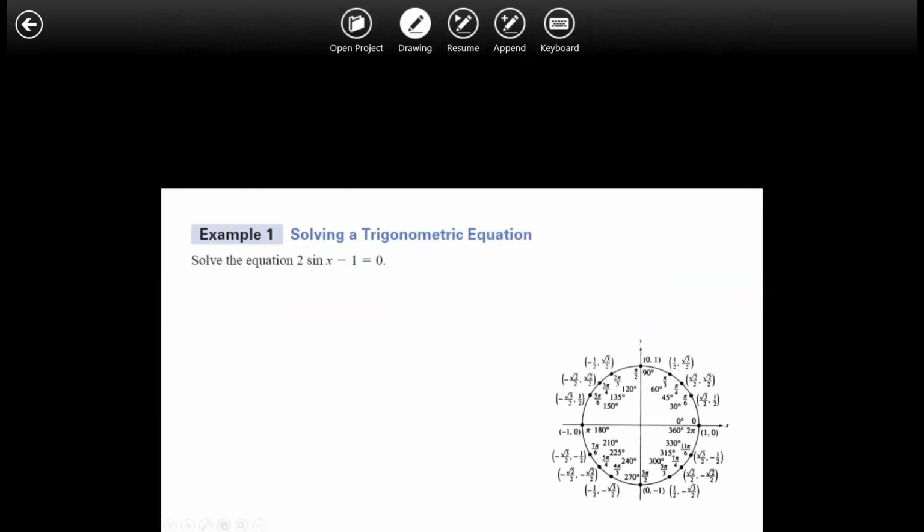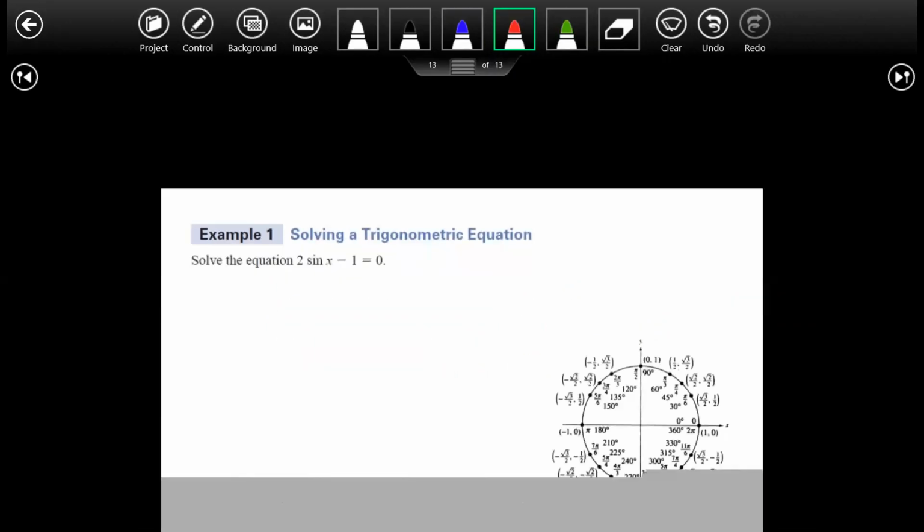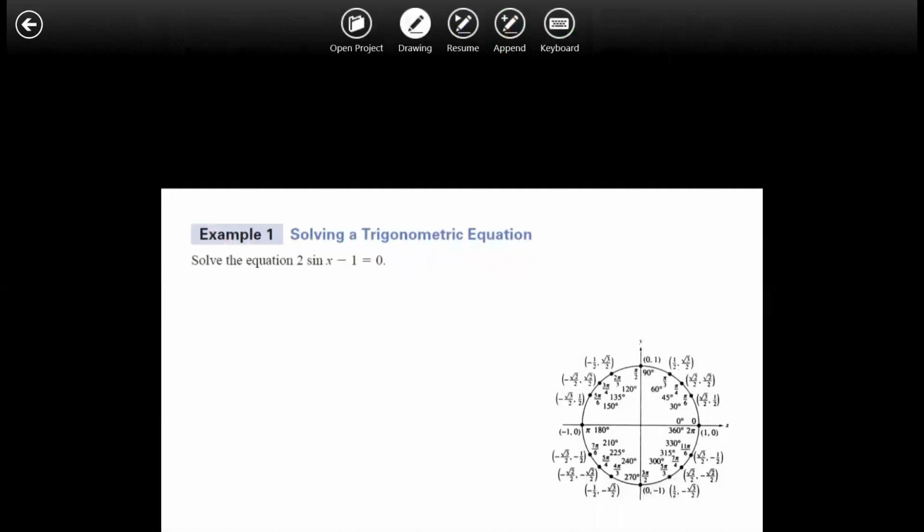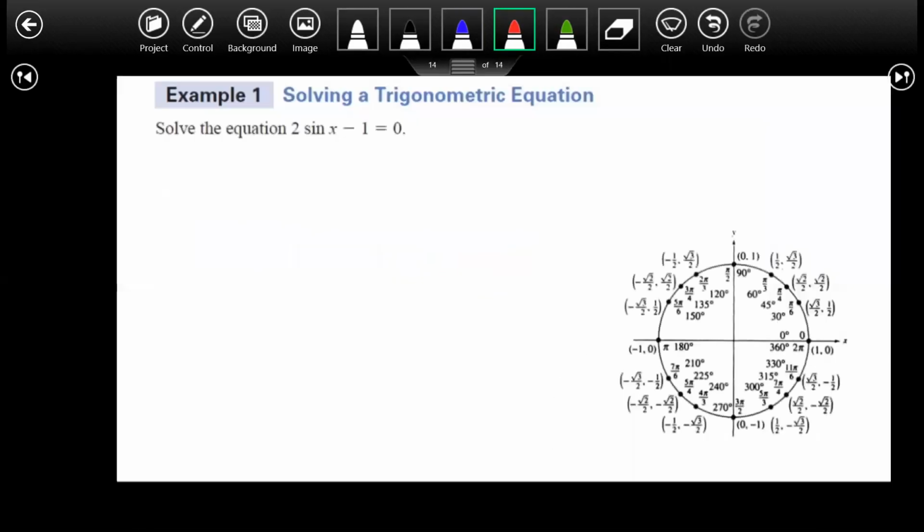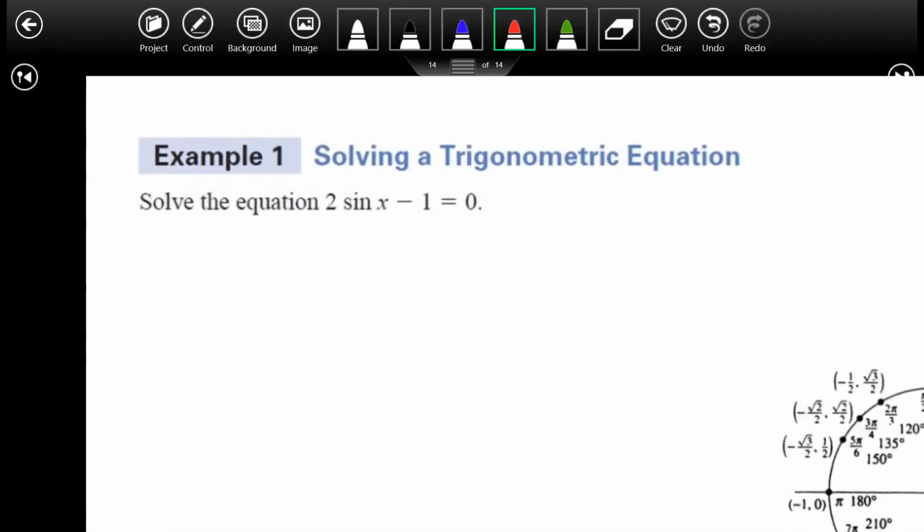Here's our first problem here. Okay. Copy down that first one. Solving a trigonometric equation. Solve the equation 2 times sine of x minus 1 is equal to 0. That's what we're going to do here. All of them have the same kind of setup, so they're all solving trigonometric equations.